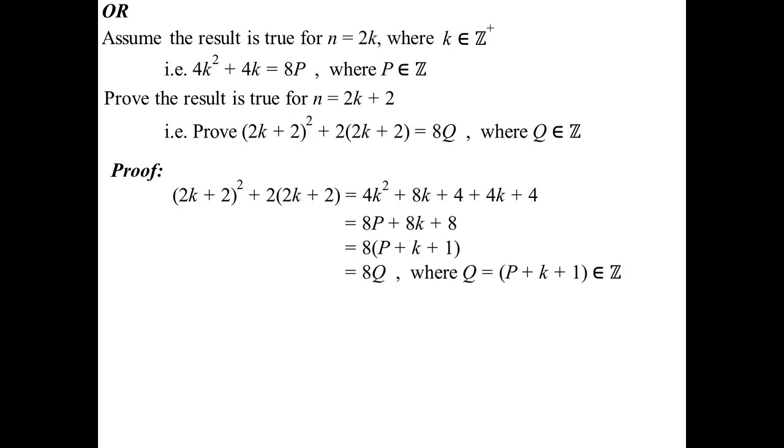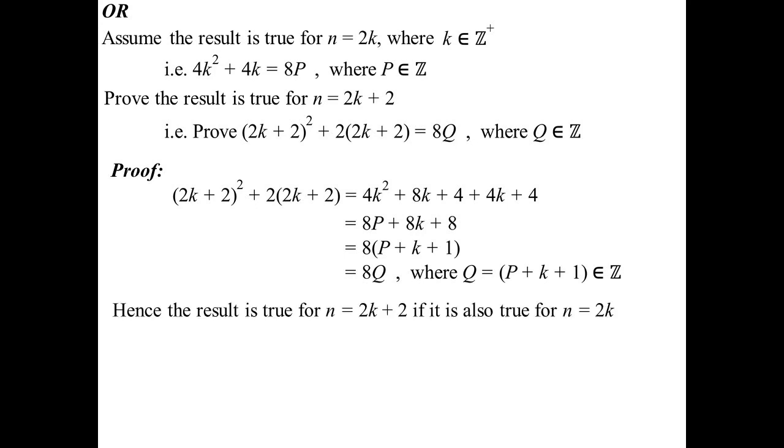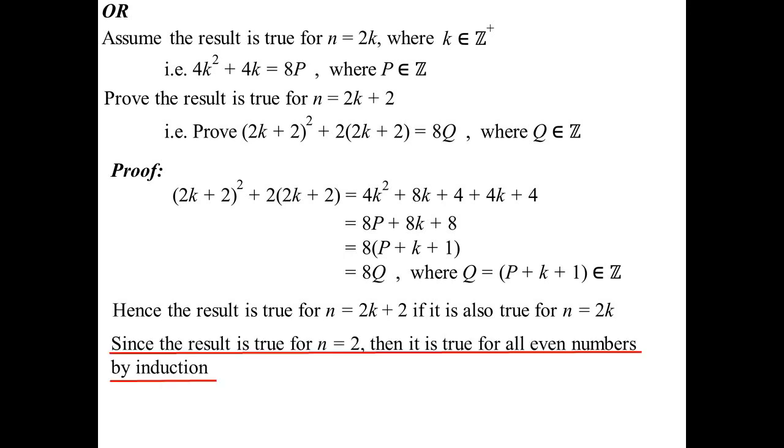4k squared plus 4k is 8p. But then I'd be proving it for 2k. Next even number would be 2k plus 2. Okay, expand this out. And we're trying to get a common factor of 8 in all this. In this case, yes, 8 comes out quite nicely. And so we get p plus k plus 1, which would be an integer. So you might prefer to handle it that way. Hence it is true, etc., etc. We didn't really look at these ones last year. You're probably not going to see them in an Extension 1 paper.